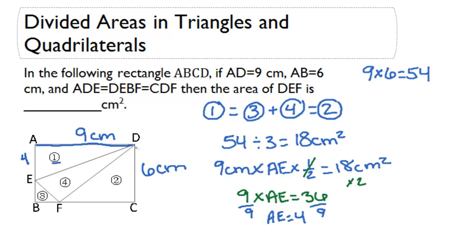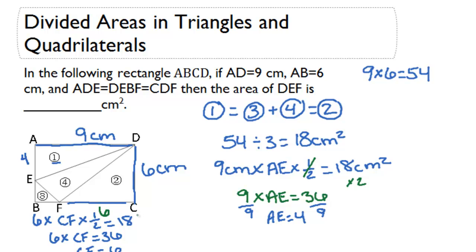Now, how about this other triangle, triangle 2? We already know that one dimension is 6, so we can do the same thing. We have 6 times CF times 1/2, and that's going to equal 18 as well, since this triangle is the same size as triangle 1. Now again, we're going to multiply by 2, so we'll have 6 times CF equals 36, and then we'll divide by 6 to find that CF is equal to 6. So let's label that in. We have CF is equal to 6.